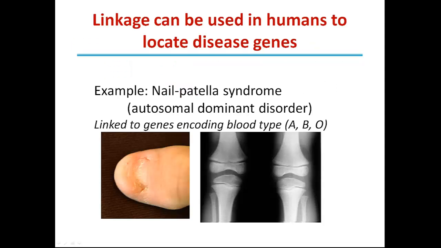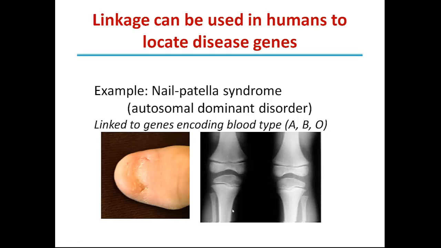So we're going to start off by looking at an example where you can follow one trait by the inheritance of another trait. One example is an autosomal dominant disorder called nail patella syndrome. This syndrome is you have very poorly developed fingernails and toenails, and you actually do not have a kneecap or a patella at all.